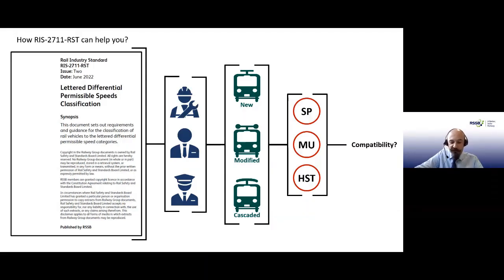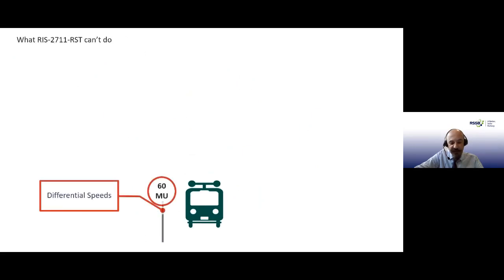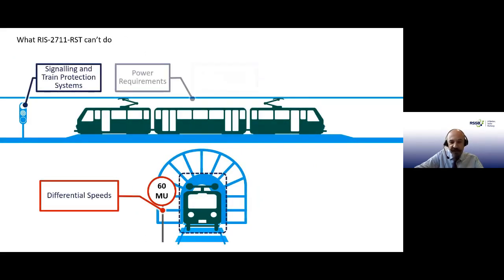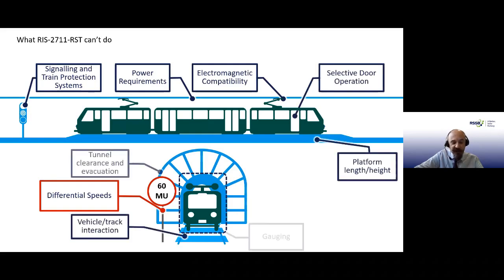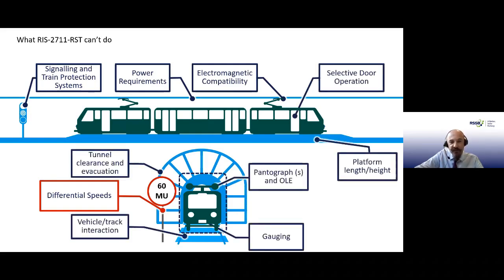Now I say in general because establishing that rolling stock meets the requirements to belong to a particular LDPS category does not remove the requirement to also undertake the normal route compatibility process when looking to introduce the rolling stock to a new route or change its speed. And this is because the LDPS categories are quite focused and don't assess all compatibility factors. So, for example, LDPS categories are not concerned with gauging. So it's quite possible that gauging restrictions could prevent some rolling stock in the MU category from being able to travel at an MU LDPS in a particular location.